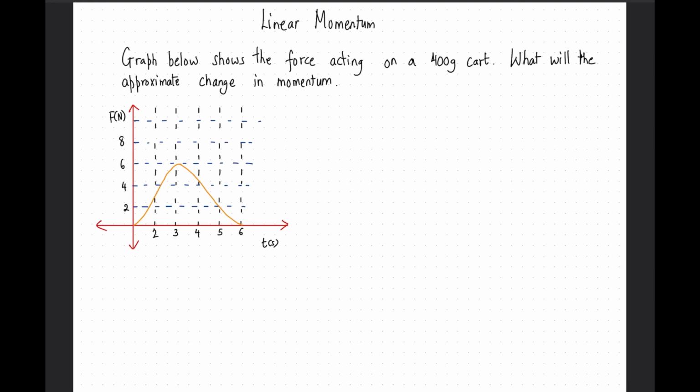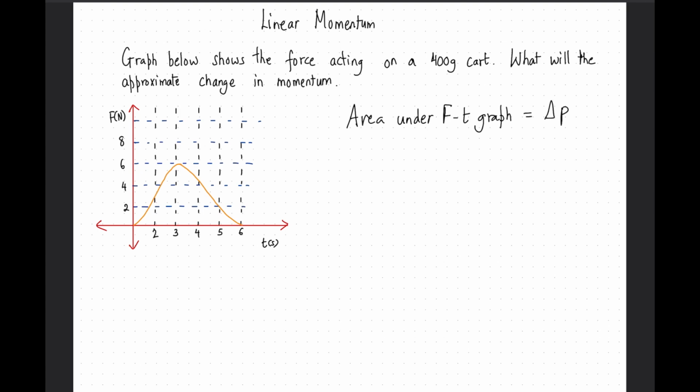In this video, we are going to solve some problems on linear momentum based on force time graphs. The graph below shows the force acting on a 400-gram cart. What will be the approximate change in momentum? So we know that the area under a force time graph gives us the change in momentum. So let's just write that down. Area under FT graph gives us change in momentum.